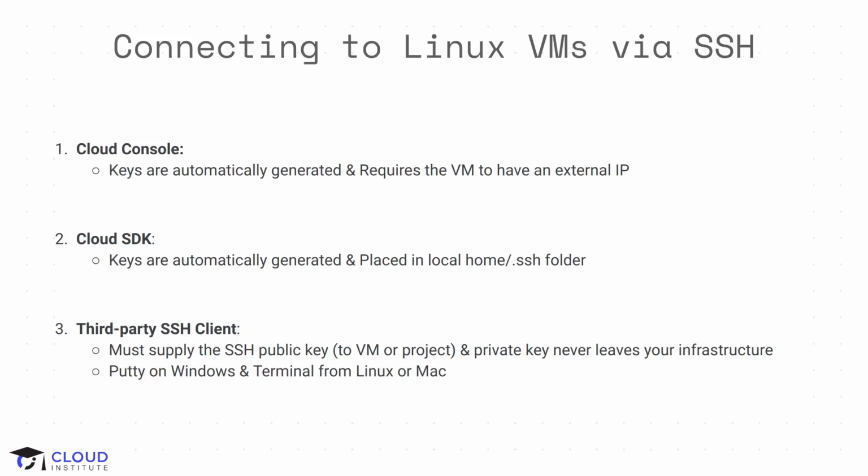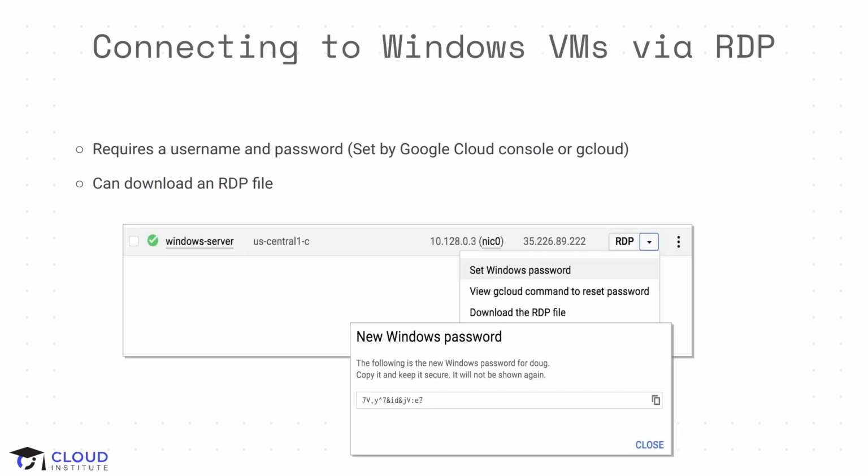Or we can also connect from Windows. If we have Windows VMs, we can use the remote desktop protocol. For Windows, we have to know the username and password, which can be set from the console or from the Cloud SDK. After that we can connect, and also, as we can see here, download the remote desktop file to our machine, and from it we can connect to the Windows machine at Google Cloud.